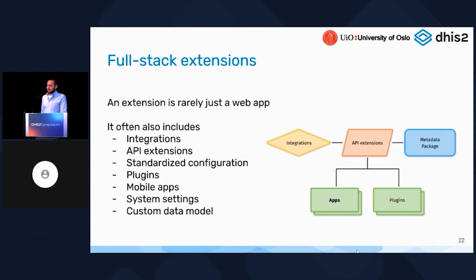In general, an extension is rarely just an app, either an Android app or a web app. It's often, and I would say most of the time, much more than that. So it has some server component. It maybe has an application and a plugin. Maybe it has an integration with an external service. Maybe it has some reliance on some metadata configuration within DHIS2. There are system settings that need to be set, that need to be able to be configured to make the application work. It might have a custom data model in the data store in DHIS2. So it's very rarely just a web application or an Android application.